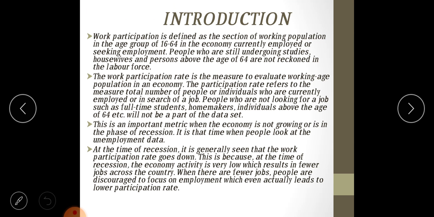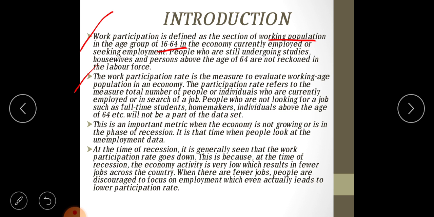If we look at the introduction part, we have the meaning and also the meaning of the work participation rate. Okay, so first let's go with the first point, that is work participation is defined as the section of working population in the age group of 16 to 64 in the economy currently employed or seeking employment. That means seeking jobs. People who are still undergoing studies, housewives, and persons above the age of 64 are not reckoned in the labor force. That means people who are still studying, those who are housewives, and persons above the age of 64 years, they are not considered as in the labor force. Reckoned means considered as in the labor force.